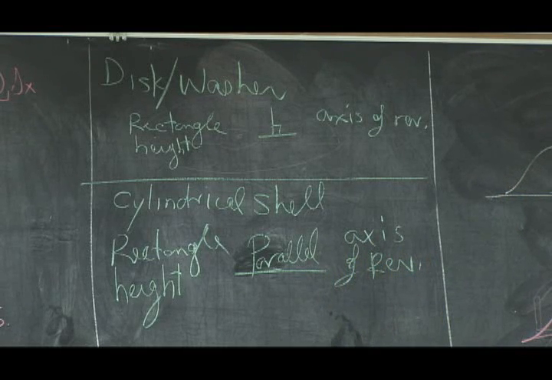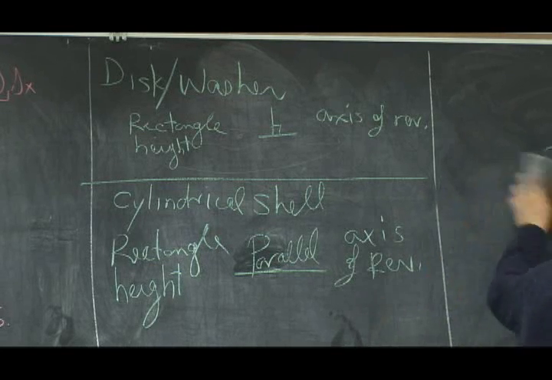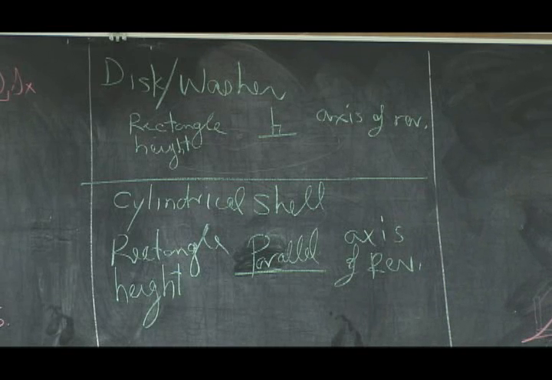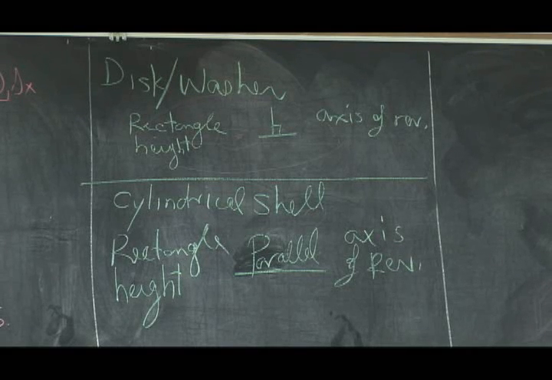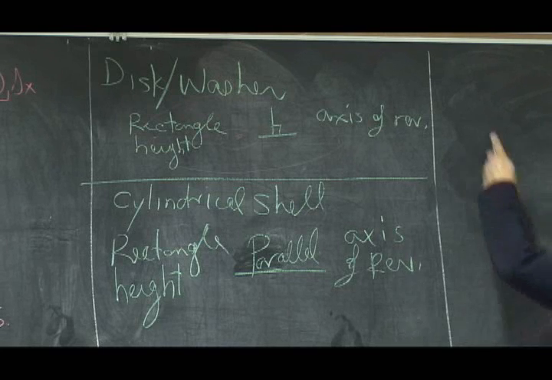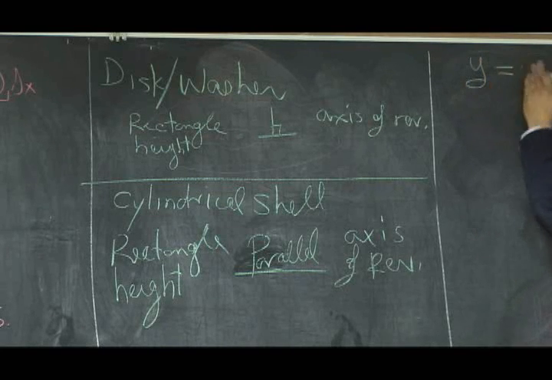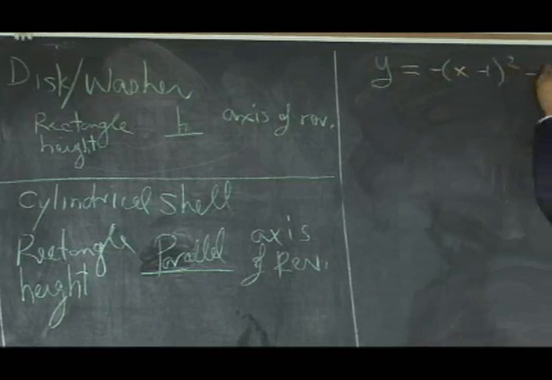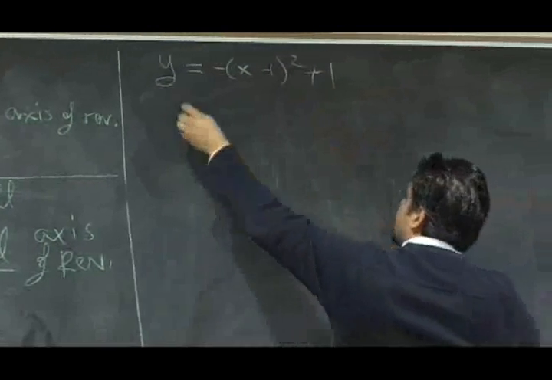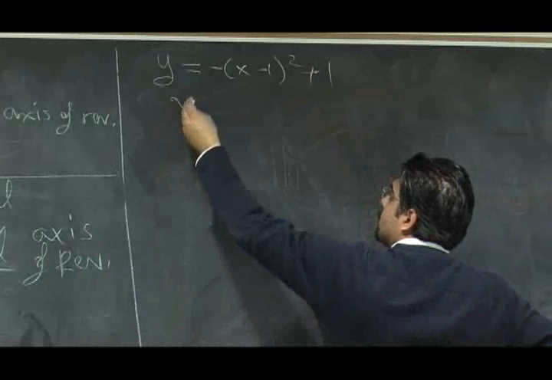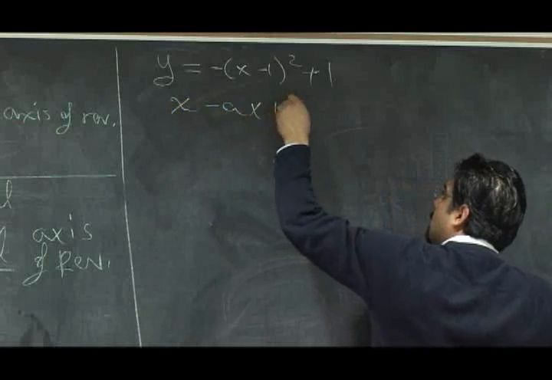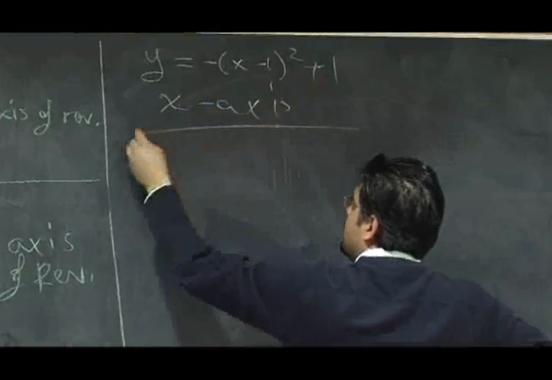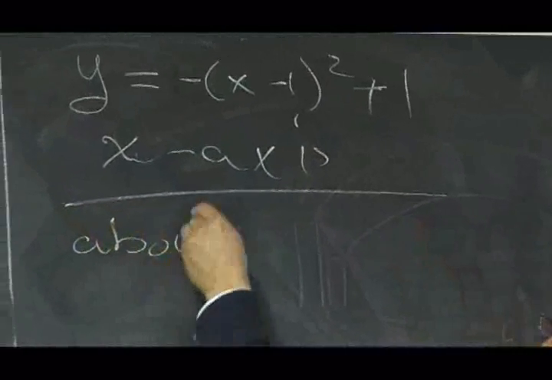Did the other method work? Which would work? I mean, it's difficult because you have to solve for x. Let's go back to the original problem. The original problem said the boundaries were minus x minus 1 squared plus 1 and the x-axis. And that was the region, and we're going to revolve it about the y-axis.